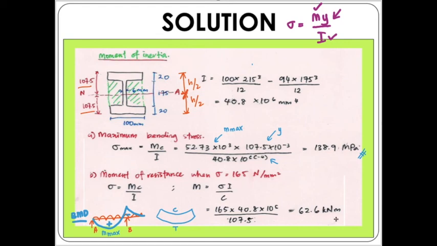As you can see here, this is a different version of the calculation, whereby we can exchange the values a bit so that we can determine the value of the moment of resistance.